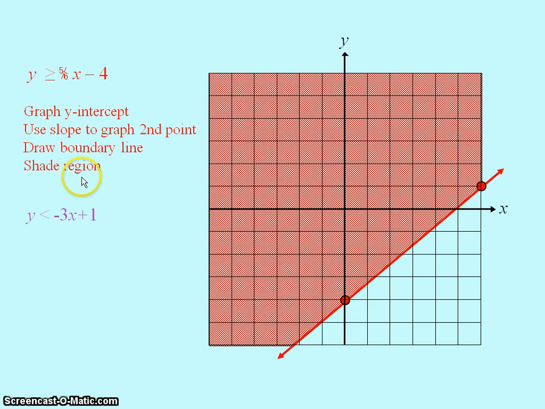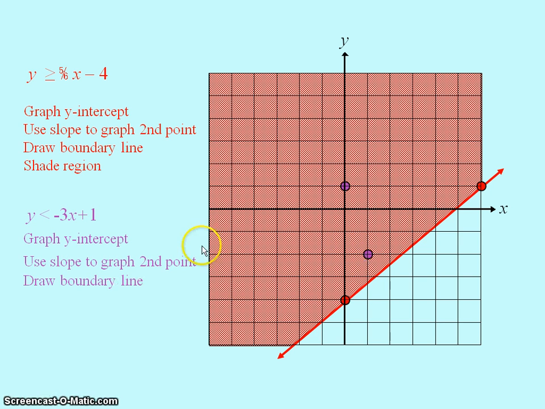Okay, the second one, in purple, the y-intercept is going to be at +1. So go up 1 on the y-axis. The slope is -3 or -3/1. So I'm going to go down 1, 2, 3 to the right 1. There it is. Okay, the boundary line, it's just less than, so it's going to be a dotted line. And to shade it, since it's less than, I'm going to shade below. Okay, so it's going to shade here.